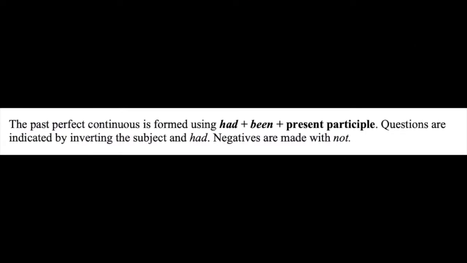The past perfect continuous is formed using had and been, or been, and the present participle. Questions are indicated by inverting the subject and had. Negatives are made with not.